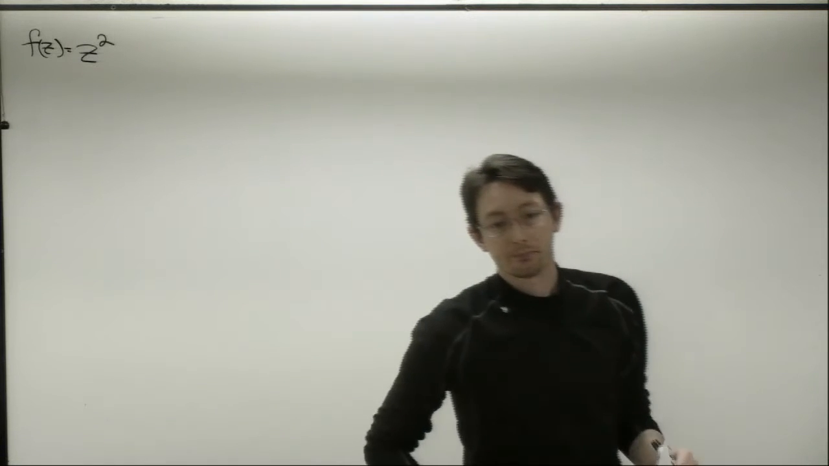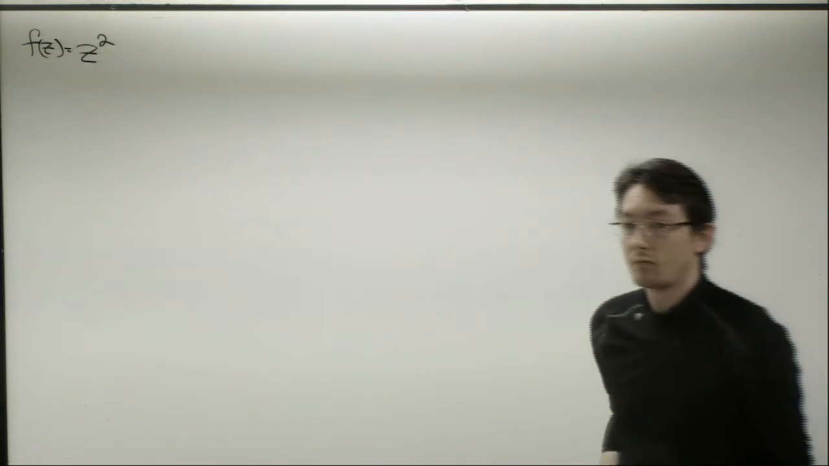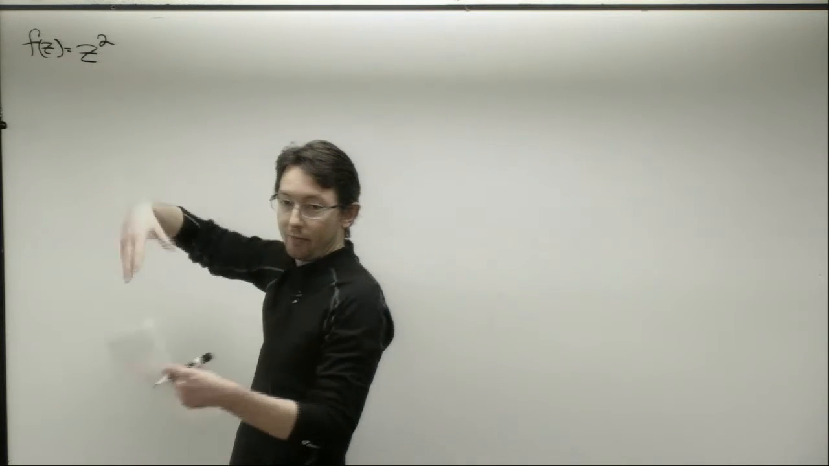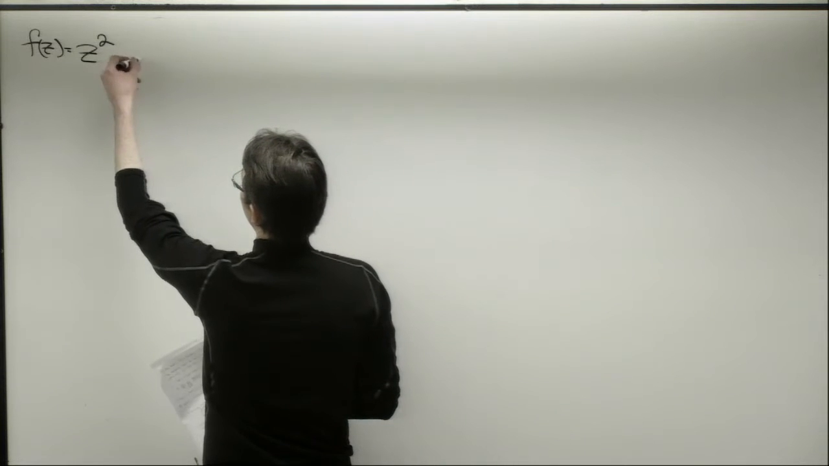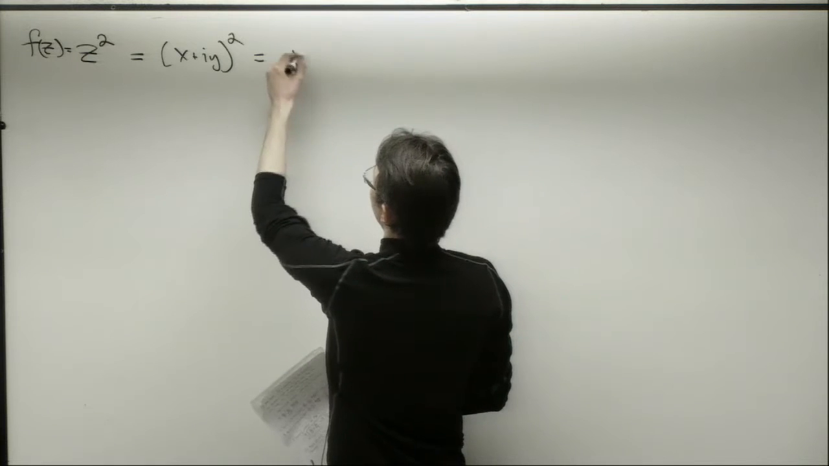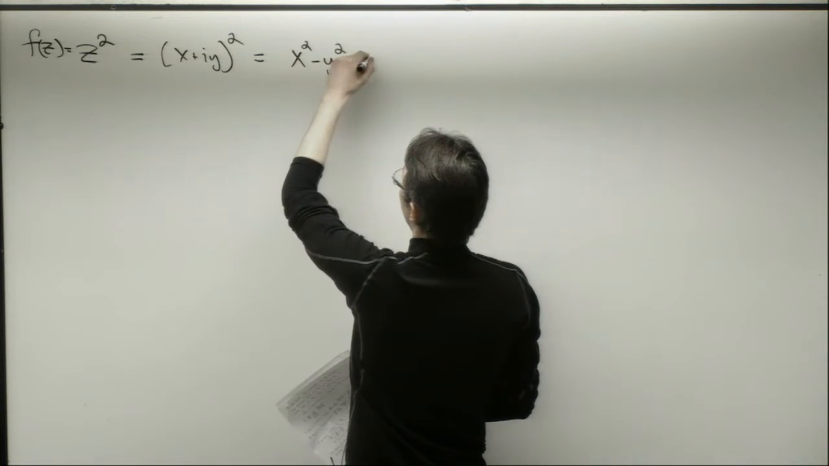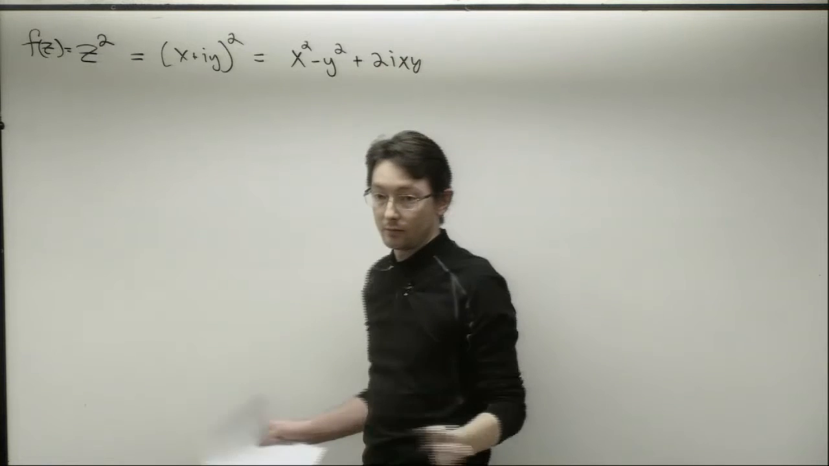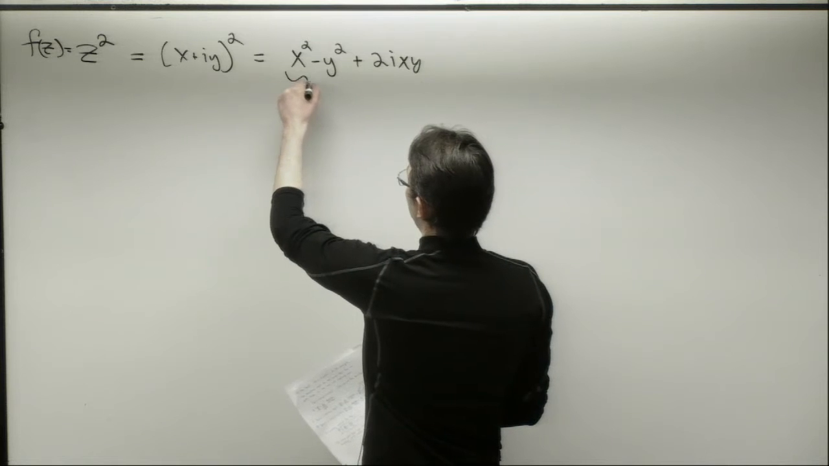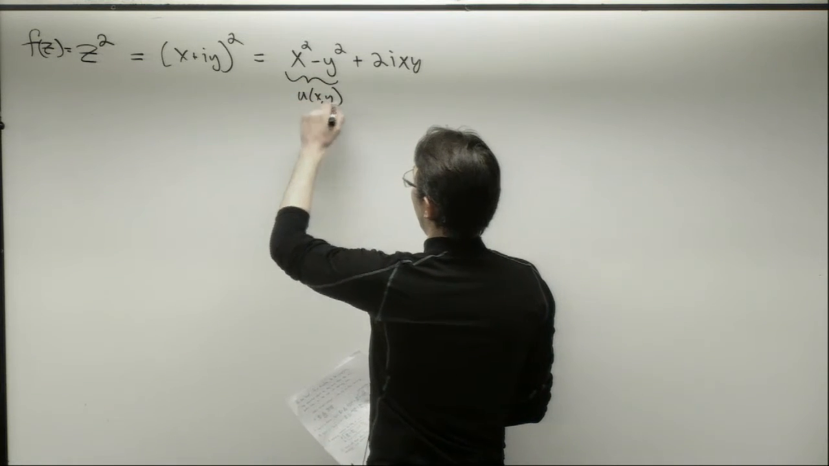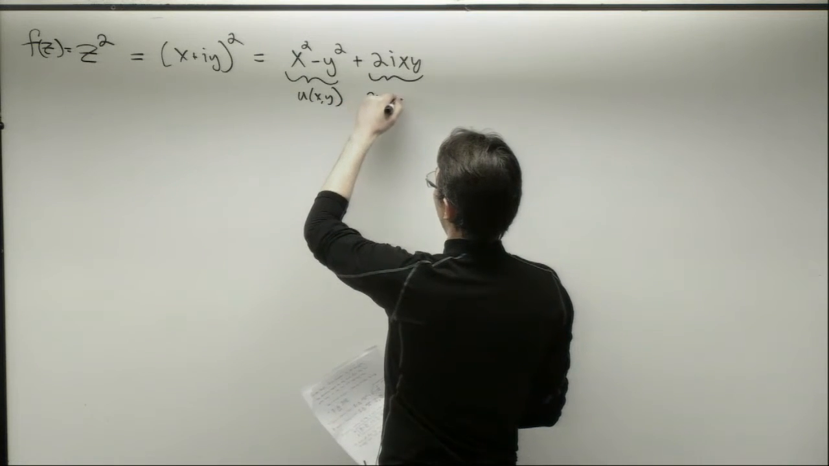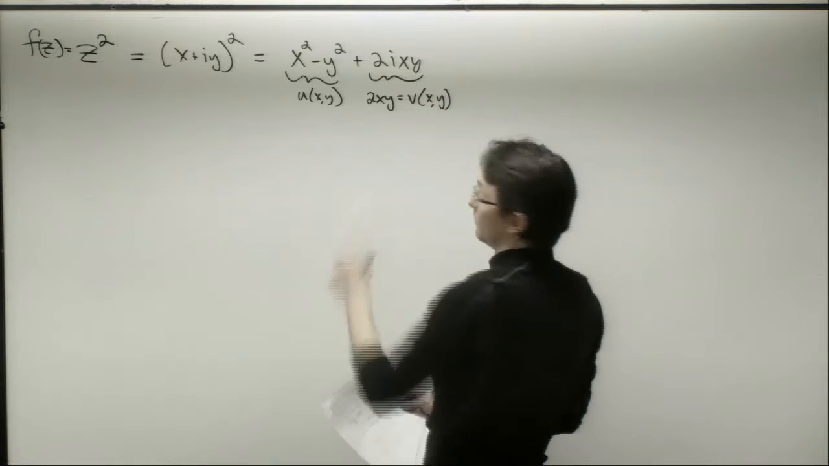What's the first step? Yeah, I just plug in x plus iy, and I FOIL it out. I just expand it out. So this is x plus iy squared, which is x squared minus y squared plus 2ixy. Right? Okay, and this real part is u of x and y, and this imaginary part, 2xy, equals my v of x and y.